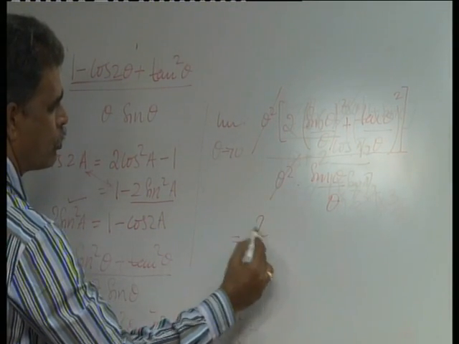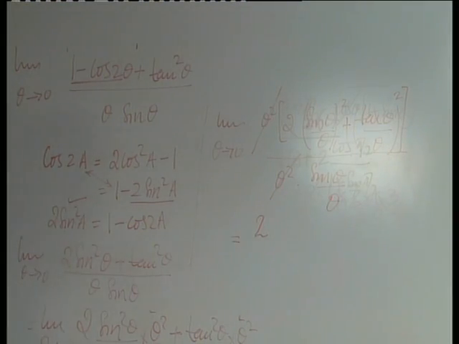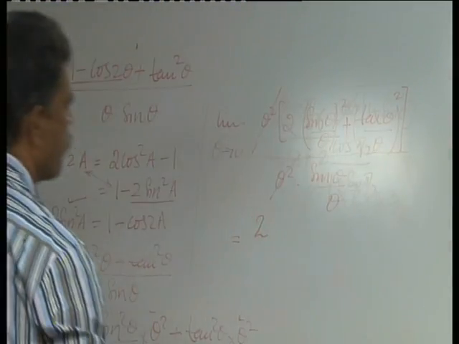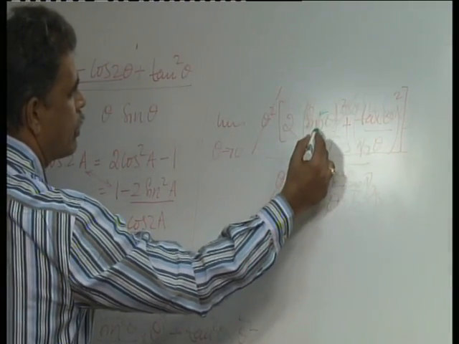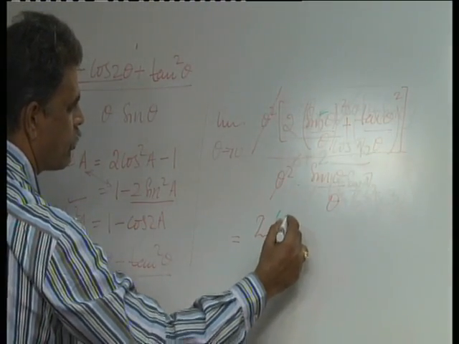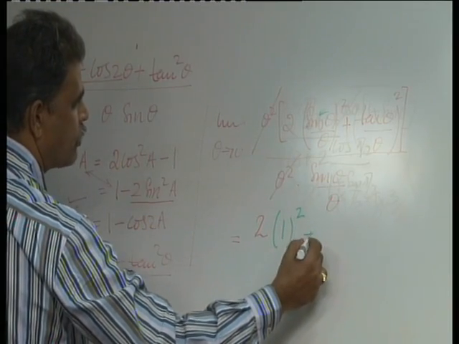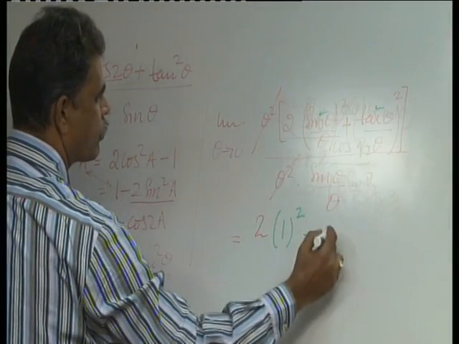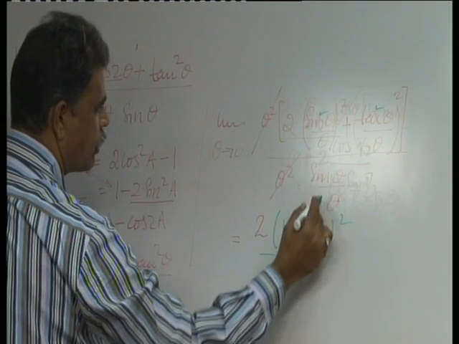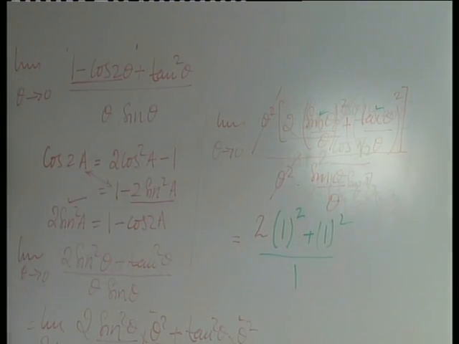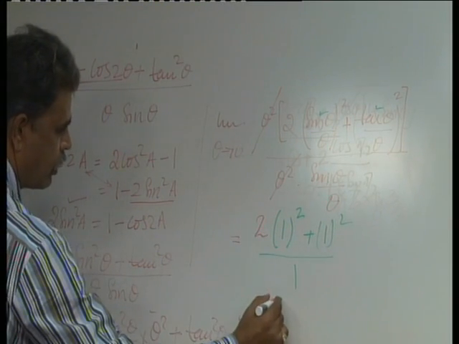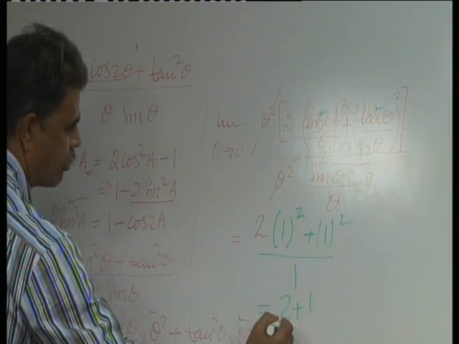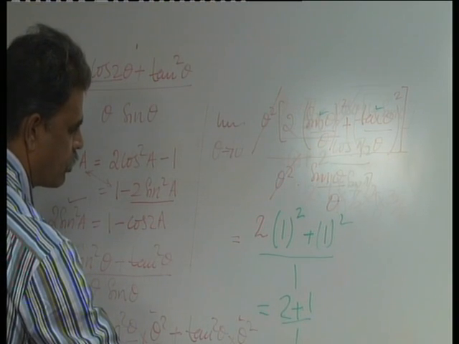It is 2, and sin theta by theta, its answer is what? 1 square, plus again tan theta by theta, it is a standard form whose value is 1 square, whole divided by, this is also a standard limit whose value is equal to 1. Then it will reduce to 2 into 1 square is 1, 2 plus 1 divided by 1, so its answer is equal to 2 only.